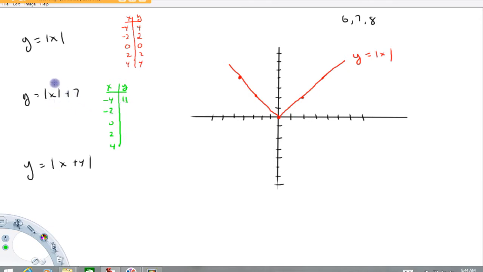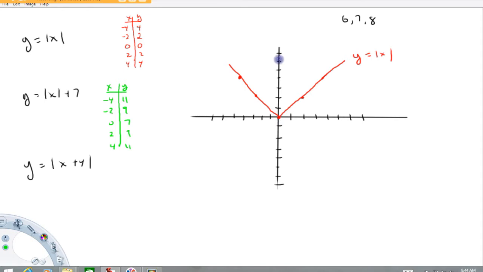Let's put -2 in. Absolute value of -2 is 2. Plus 7 is 9. Put 0 in. Absolute value of 0 is 0. Plus 7 is 7. Put 2 in. Absolute value of 2 is 2. Plus 7 is 9. Put a 4 in. Absolute value of 4 is 4. Plus 7 is 11. All right, there are these points. Let's plot them.